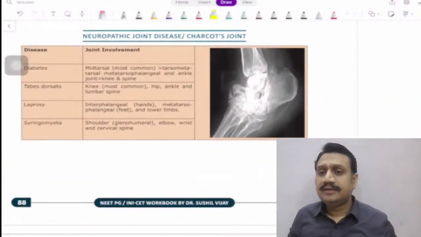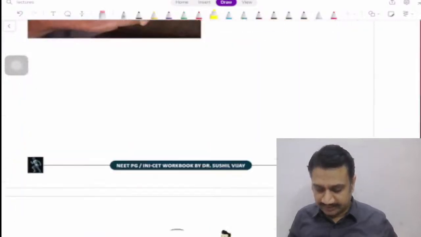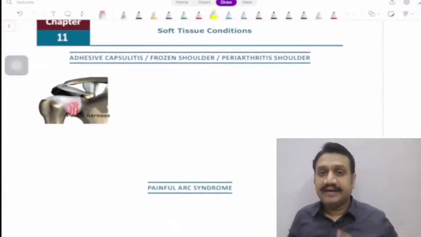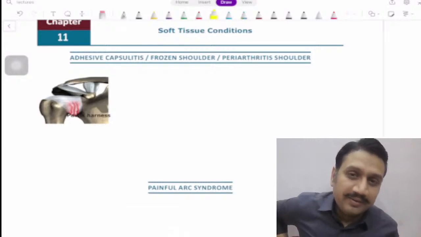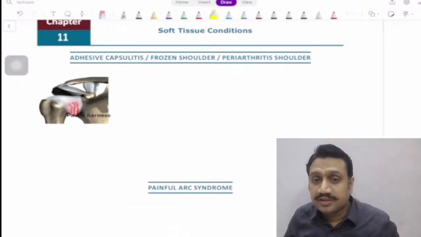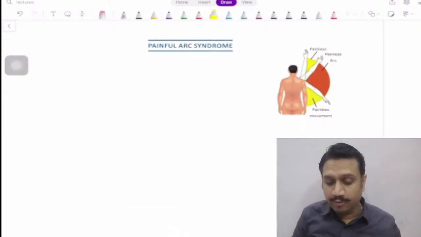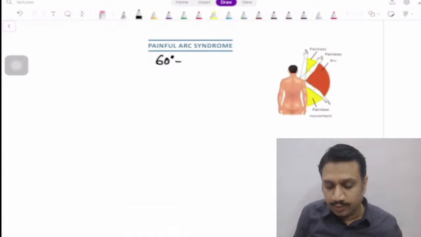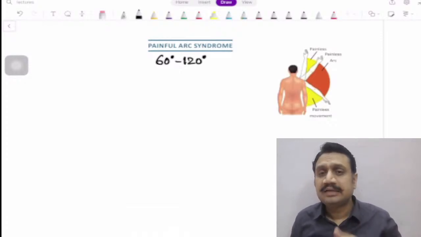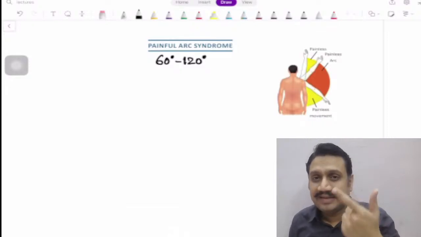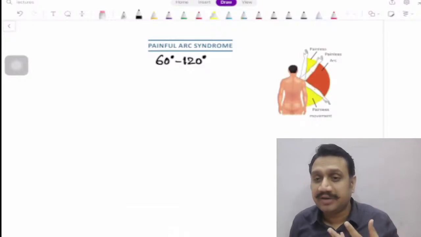Okay. Then other than that, I can tell you about all the one-liners, right? One-liners you should know. See, adhesive capsulitis, the patient will have the first trouble in keeping the hand on the lower back, right? That is internal rotation. Painful arc syndrome is when the person has difficulty in mobility of the shoulder from 60 degrees to 120 degrees. Okay, and the most common culprit here is supraspinatus tendinitis, calcification, and partial tear.